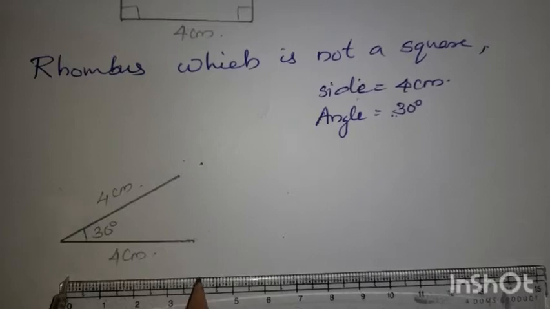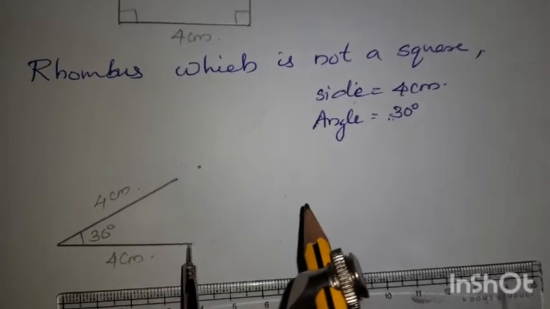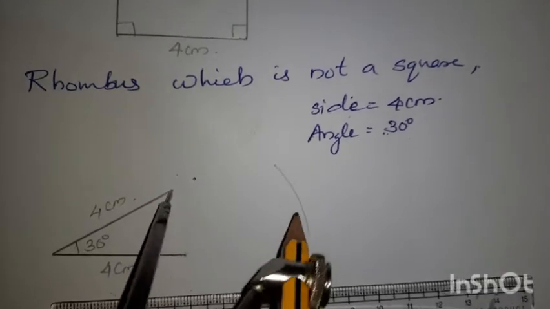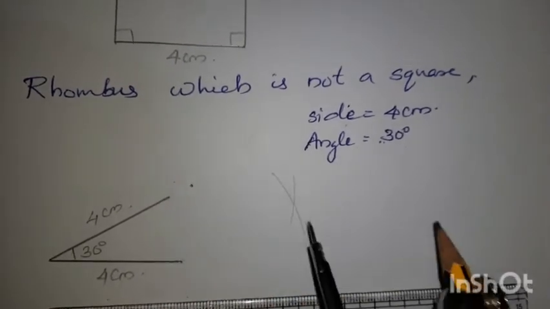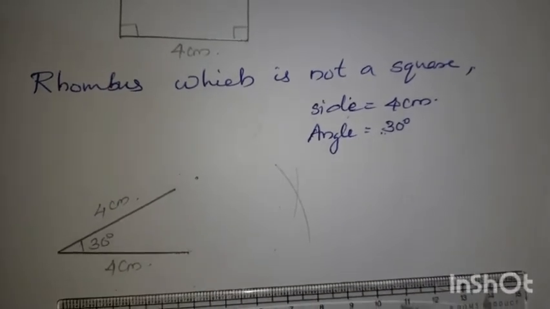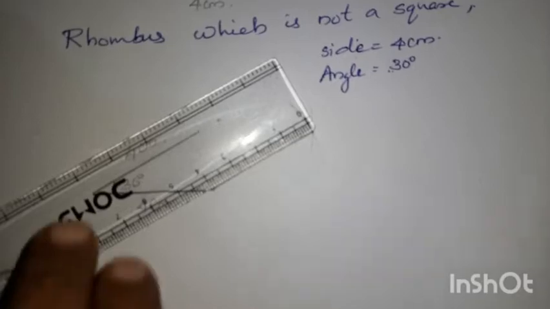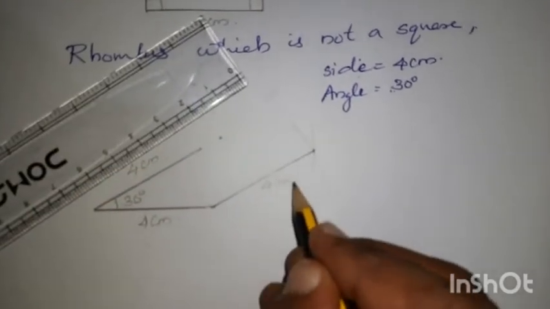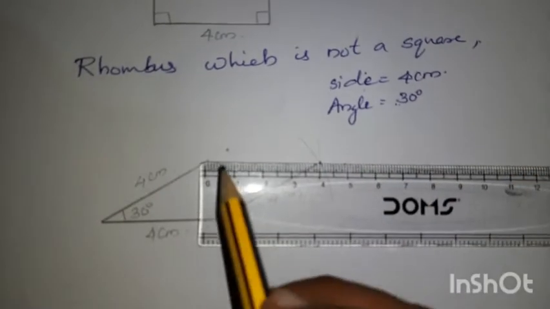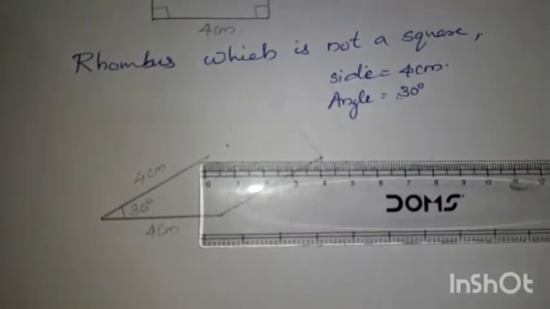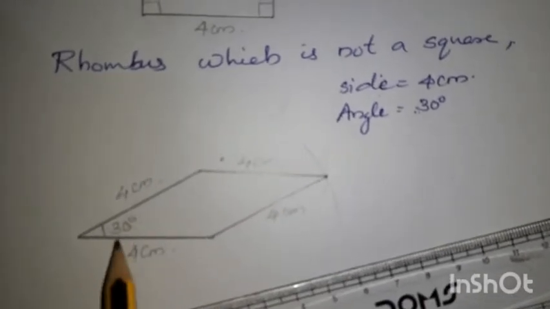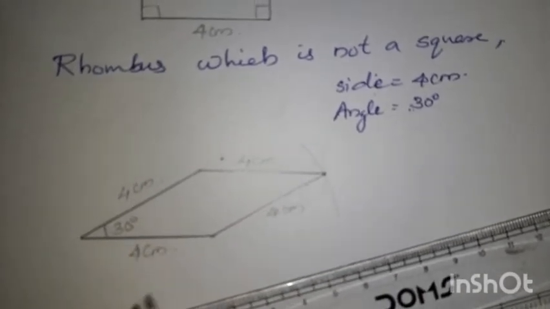Mark 4 cm in a compass, and from here draw an arc. Then from here also draw the next arc. So that you will join at this point. So draw the 4 cm line and complete it. So this is 4 cm. Then you have to join here also. Join this point. Now we got a rhombus of angle 30 degrees and side 4 cm.